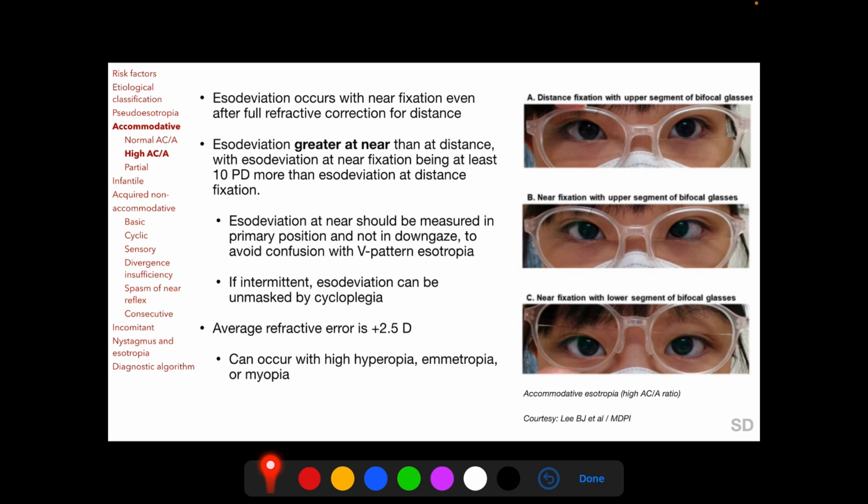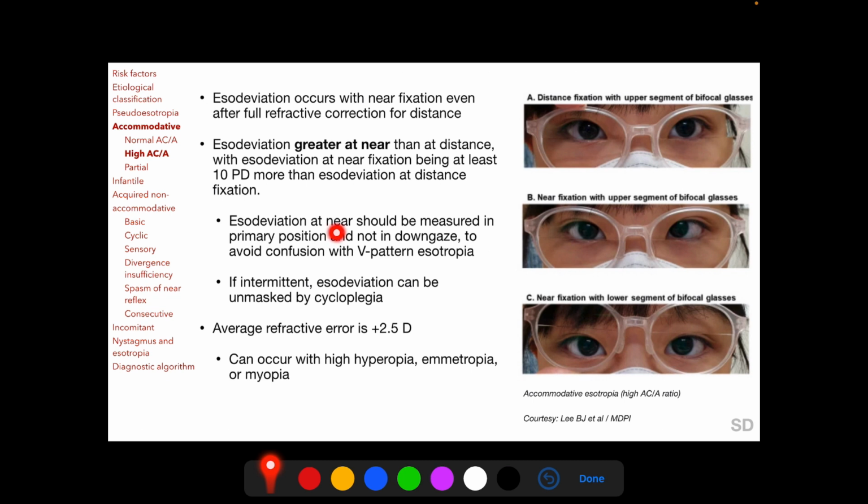So in high AC by A ratio, we find esodeviation greater at near fixation than at distance fixation, with the esodeviation at near fixation being at least 10 prism diopters more than esodeviation at distance fixation. So this 10 prism diopter excess esodeviation at near fixation is a rule of thumb to detect high AC by A ratio, and we do not need to calculate AC by A ratio routinely in the clinic.